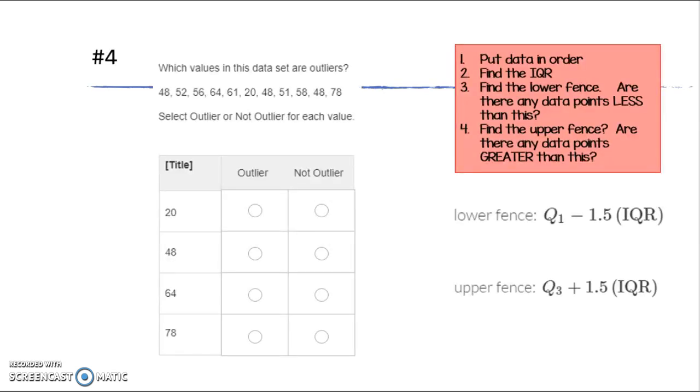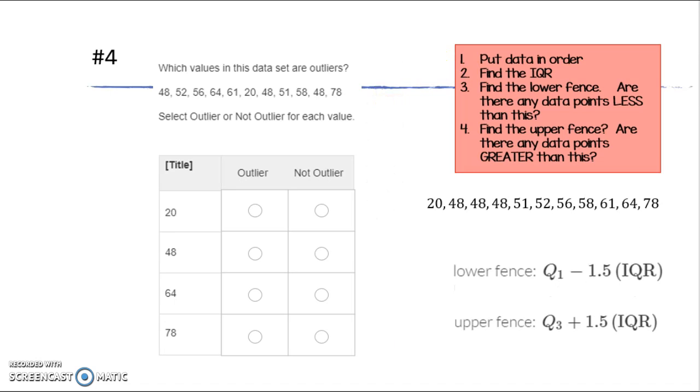Question 4 says, which values in this data set are outliers, and you have a list of numbers. The outliers might be obvious sometimes, but we should always check just to make sure we know which ones are actually mathematically proven to be outliers and which ones are not. So your steps for finding an outlier are here in this red box. The first thing that you'll need to do is put your data in order from least to greatest. So I have that data in order from least to greatest here.